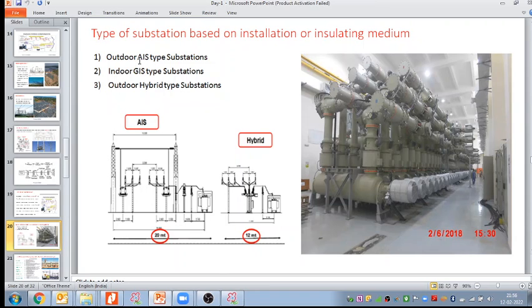When we have enough space, we go to the outdoor AIS. When we do not have enough space and we have a polluted environment, in that case we go with the indoor GIS substations. And when we have space but do not want to go into GIS, but have limited outdoor space, in that case we go with the hybrid type substations. So again, we can divide the substation based on the type of insulating medium.